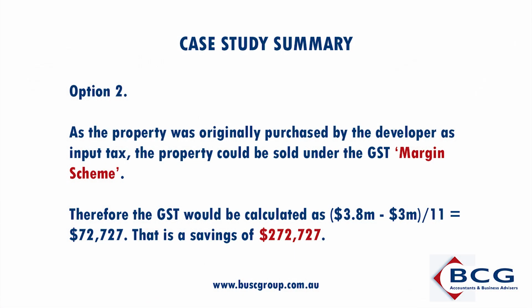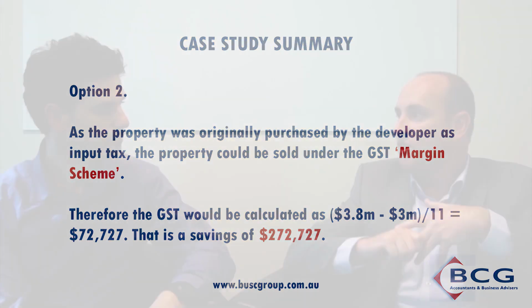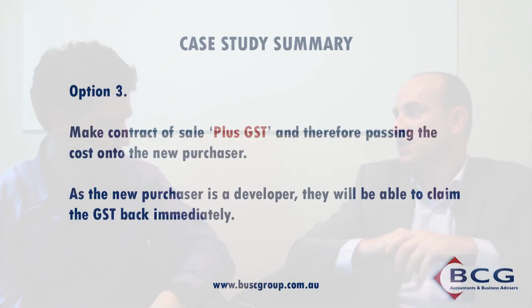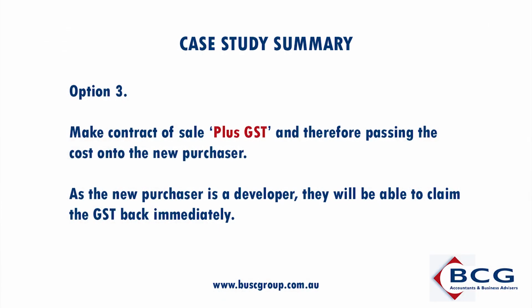Right. Good outcome. Option two, he could have elected to sell it on the margin scheme. Based on the numbers involved in this transaction, that would have been a savings of around $272,000. Still a much better outcome than what he was actually faced with at the time. The other option was to sell the property and put in the contract that the property price would be plus GST. And therefore force the burden of the GST onto the purchaser. And in that result, again, it would have been a savings of $345,000.